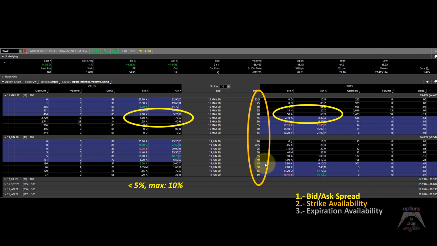Number 3, let's take a look at expirations. Well, there are no weekly expirations. There are no quarterly expirations. We can trade the 11s, the 46 days to go, the 74s, the 165s, the 256, and then the 627.